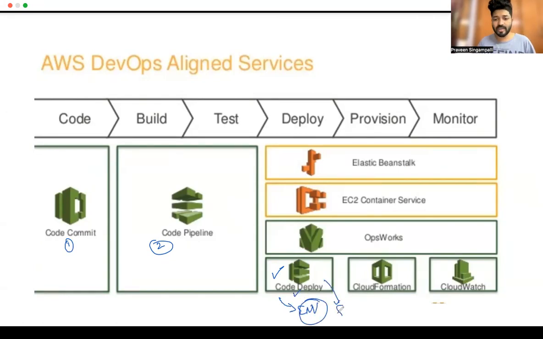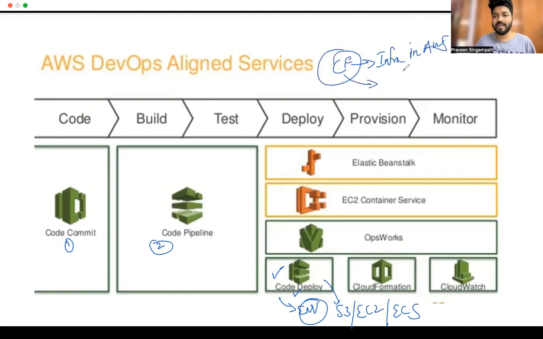It can deploy to an S3 bucket. It can deploy to EC2. It can deploy to ECS. Any kind of service you want to deploy, you have to integrate with this. So basically every service is like your integration. CloudFormation, I have already told you. This is the service which helps in provisioning infra in AWS, right? Infra in AWS, that is your CloudFormation, with which you will have a CloudFormation template, right?